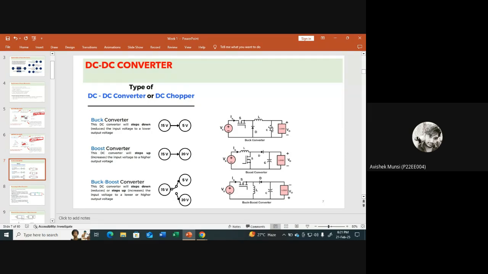So this is the structure of a buck converter, and this is boost and buck boost. Can anyone tell me what is the similarity between these three? Same switches are used. All are DC-DC converters, same switches are used. The components are same, only the arrangement is different. Yeah, definitely. That's exactly right.